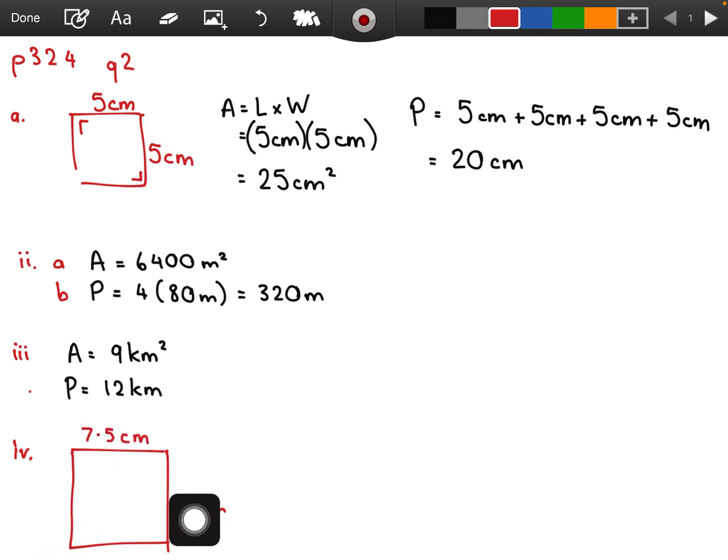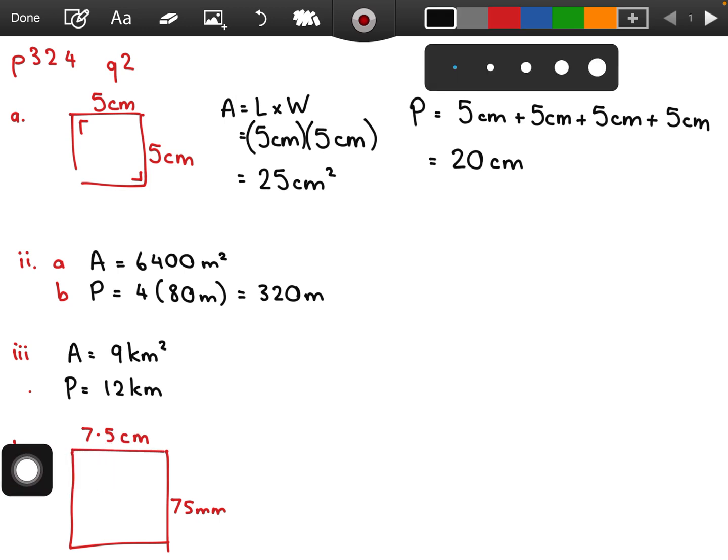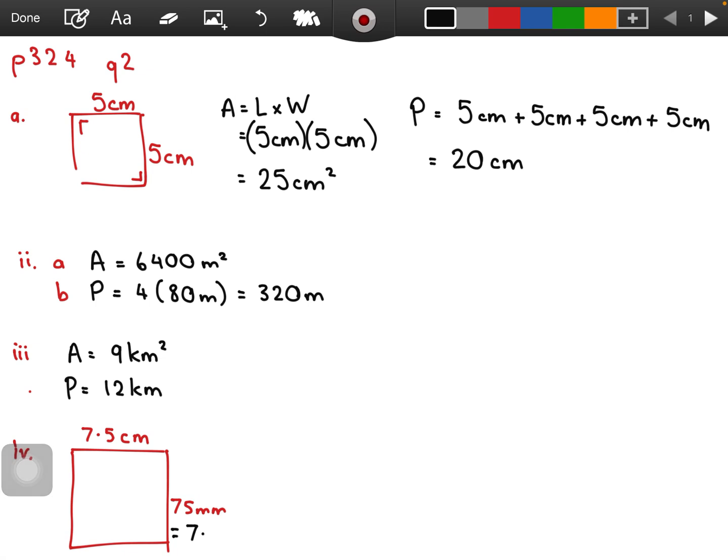If you want to measure it out in centimeters or in meters, we either need to change this side to being millimeters or change this side to being centimeters. Okay, so let's do it where we change this side to being centimeters. You can do it either way, but let's just do it like this. So 7.5 centimeters is what 75 millimeters is. So when I do that, then I can find the area by saying, well, it's 7.5 by 7.5.